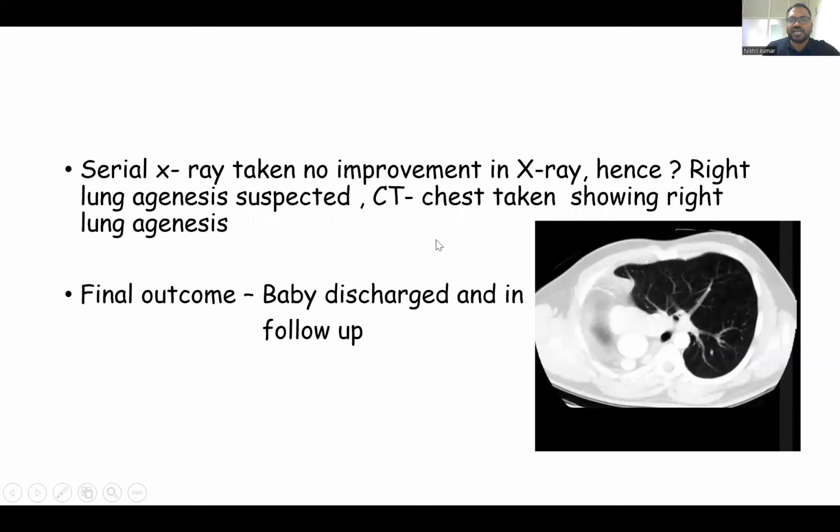CT chest showed right lung agenesis. Here we can see agenesis of the right lung. So our final diagnosis of lung agenesis was made for baby of Swayama, and the final outcome is that the baby was discharged and is still in follow-up at our clinic.